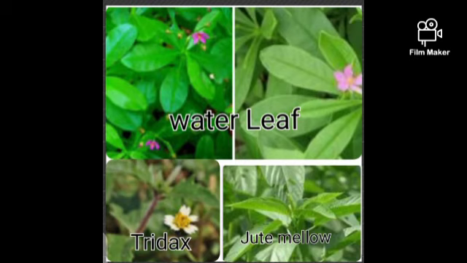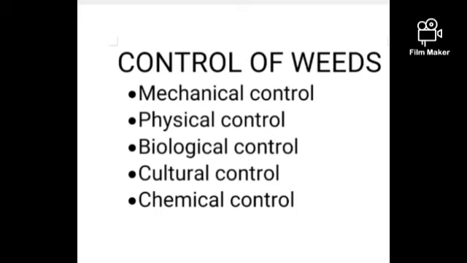So some common weeds that can be found on our farms, we have the waterleaf, we have the Tridax, we have the jute mallow. You can see in this picture how waterleaf looks. We call it Talinum triangulare, the Tridax procumbens, and the jute mallow, our common ewedu, our delicious ewedu.